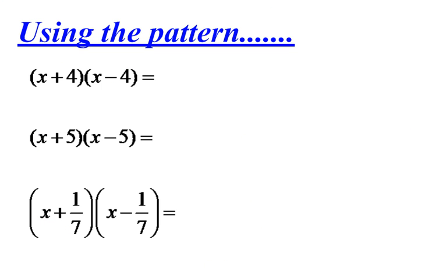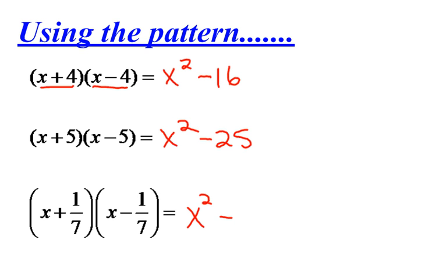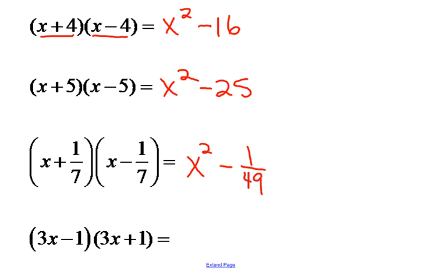Let's use that pattern. This is the sum of two numbers times the difference of the same two. So we're going to end up with the square of the first minus the square of the second. x squared minus 16. This one, we have x squared minus 25. The next one is going to be x squared minus, what is 1/7 squared? 1/49. You see, we're still ending up with a difference of perfect squares. 3x squared, oops, it's not 3x squared, it is 9x squared minus 1 squared is 1. So those are all difference of perfect squares.